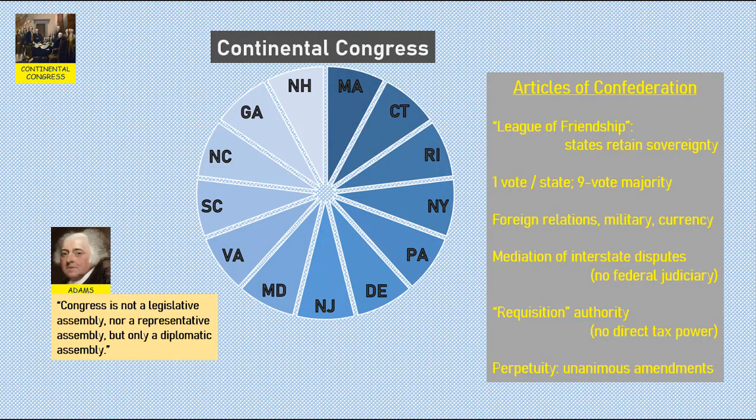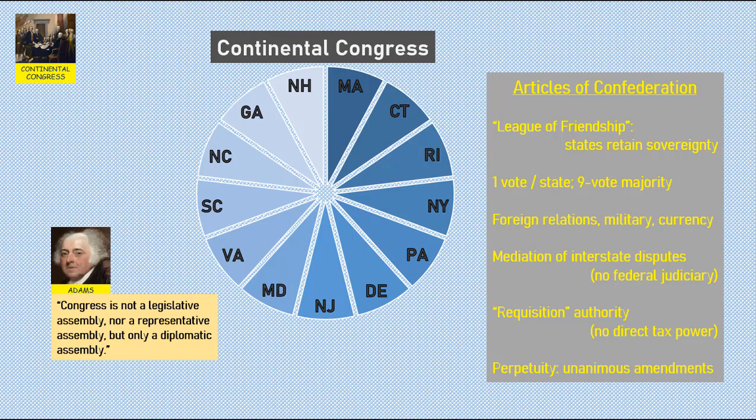So we can see here the major provisions of the articles on the right-hand side of the screen, that it is merely a league of friendship, that it does not purport to create a national government, that it's one vote per state governed by a 9-vote majority, that its powers are primarily focused on foreign relations and security, that it's a kind of national security alliance. The absence of a federal judiciary, the absence of a taxation power, and its amendment provisions. The key thing to understand about the Articles of Confederation is that it does not purport to represent the people.